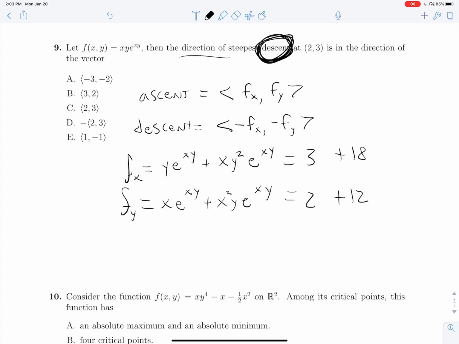So we are left with fx equals 21, fy equals 14. We can divide all these by 7, and we will see that this is proportional to the vector, let's see, 3, 2. But we know that we're looking for steepest descent, so it's not 3, 2 that's our answer. Our answer is -3, -2, which is answer choice A.